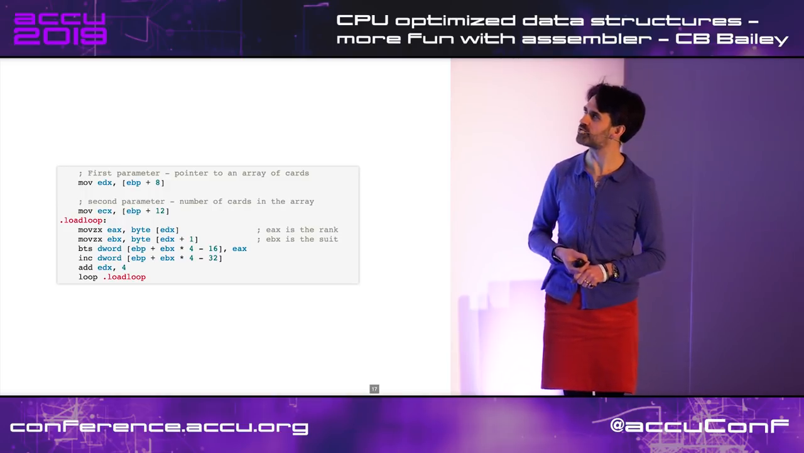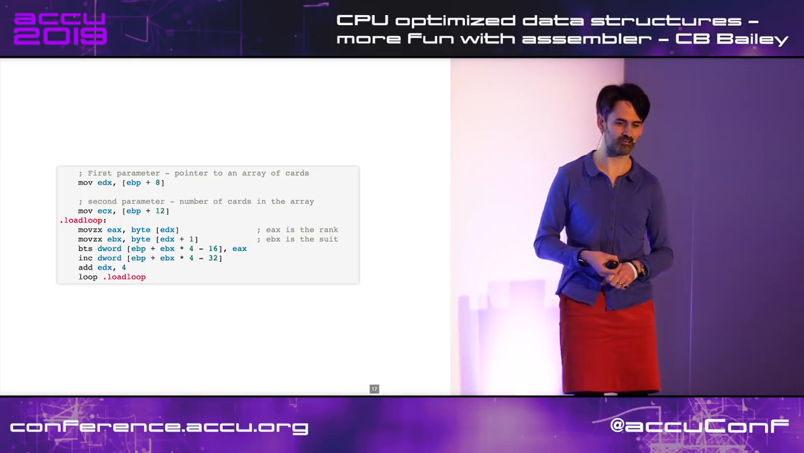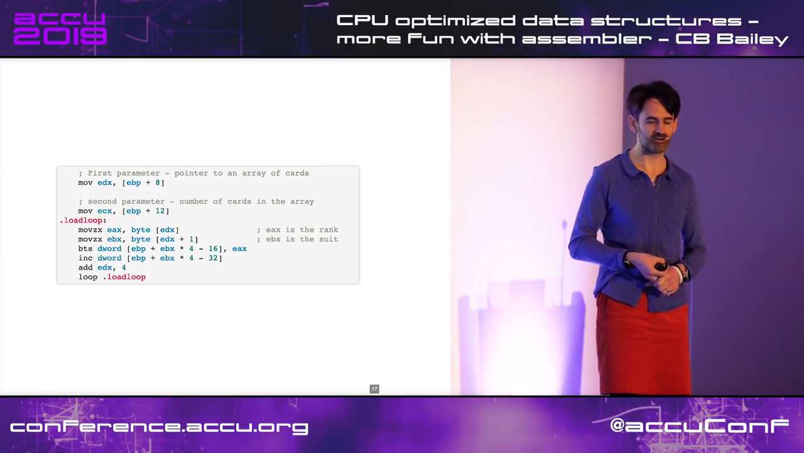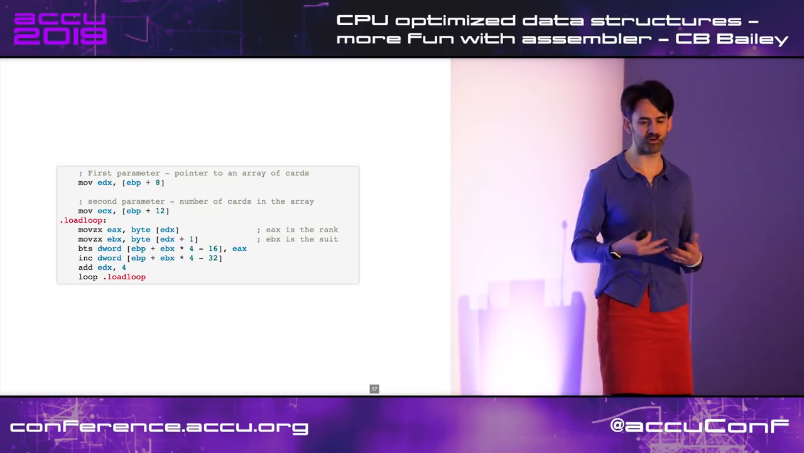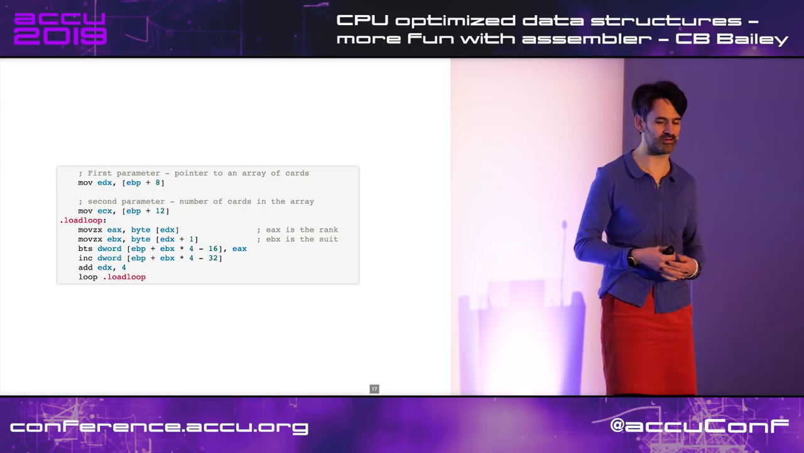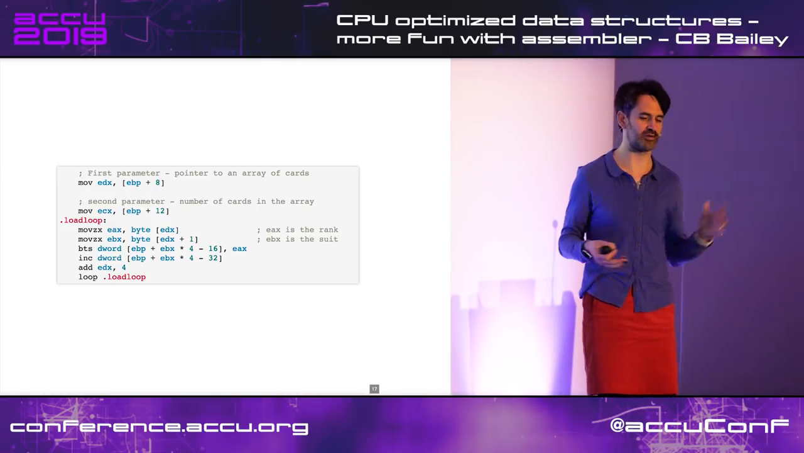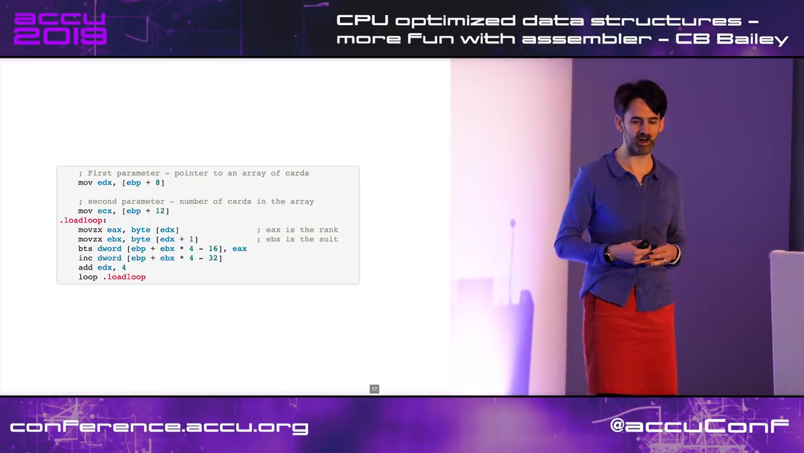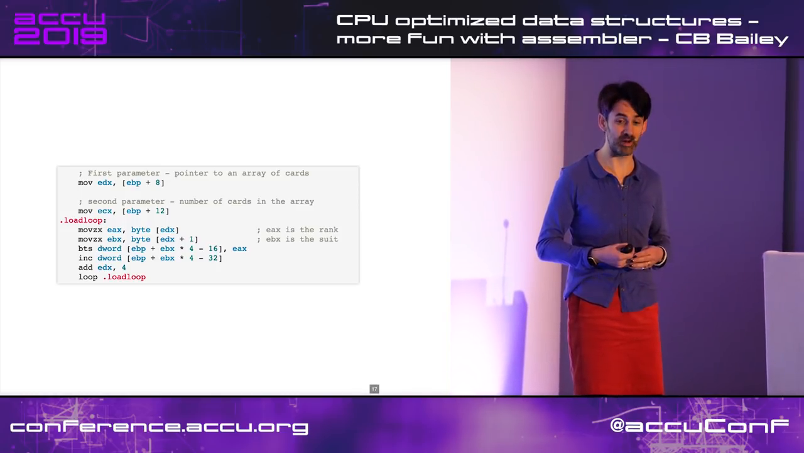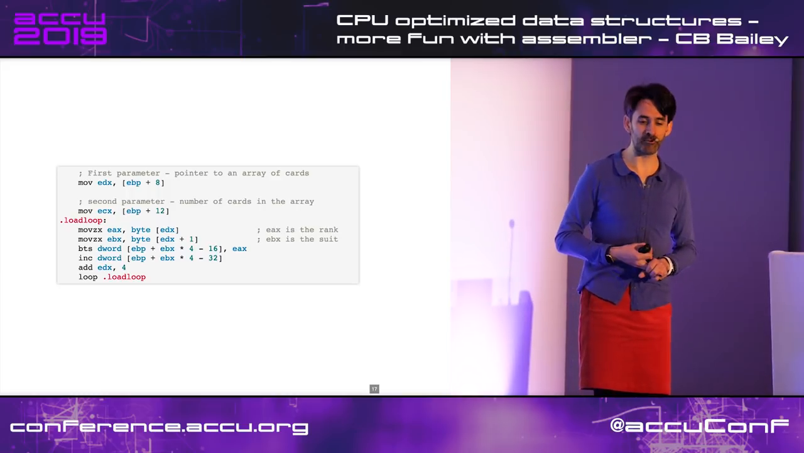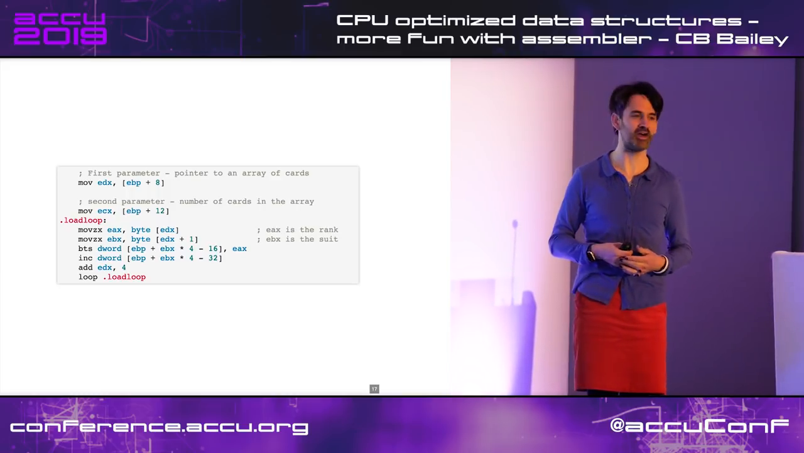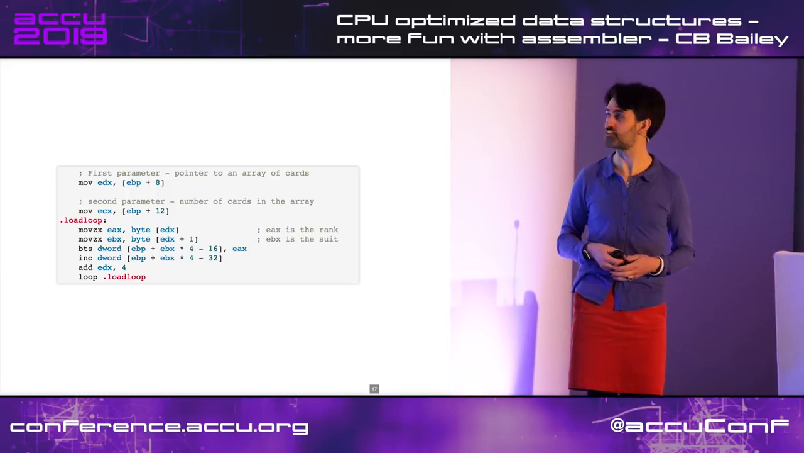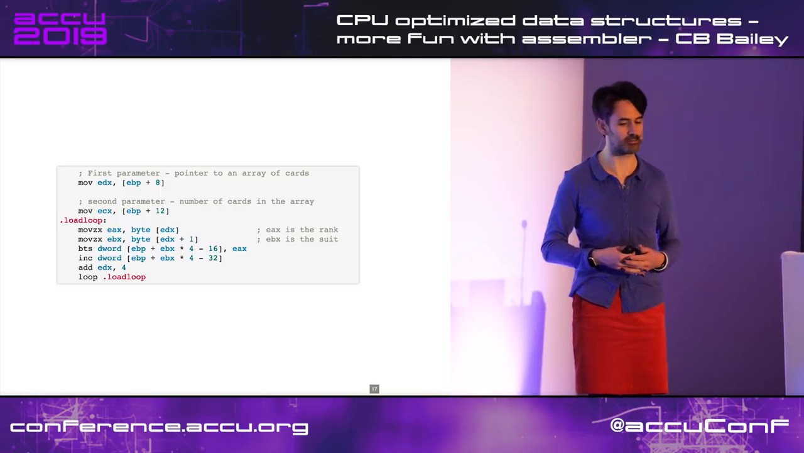Taking the parameter that's a pointer to the array of cards off the stack. The bit in square brackets is a memory dereference. EBP is just pointing at the area where parameters are after a shift, because I've got rid of a bit of a function prologue where I've saved my base pointer on the stack. And EDX is the destination here, so that's just a local register. And the second parameter moving is kind of the same thing.